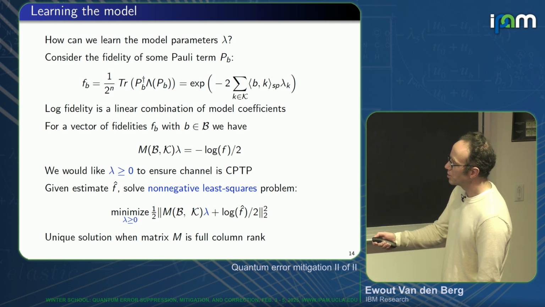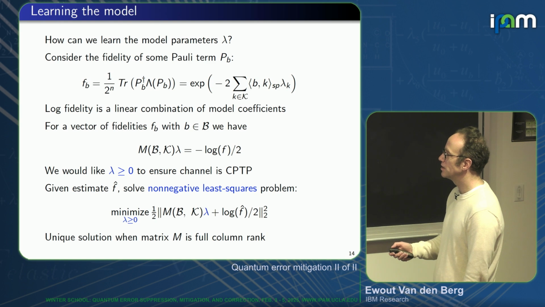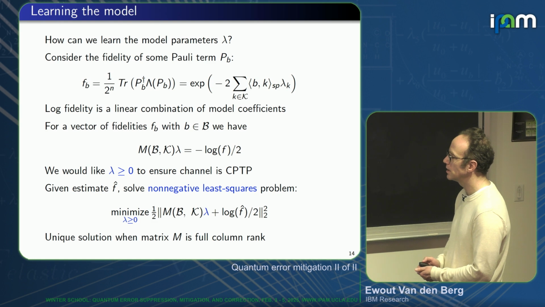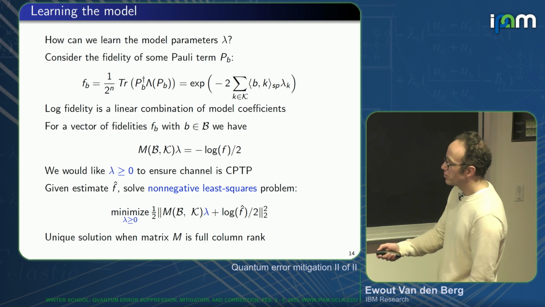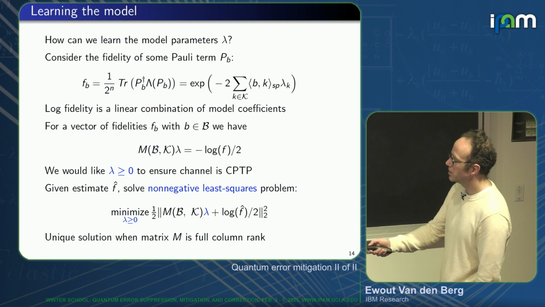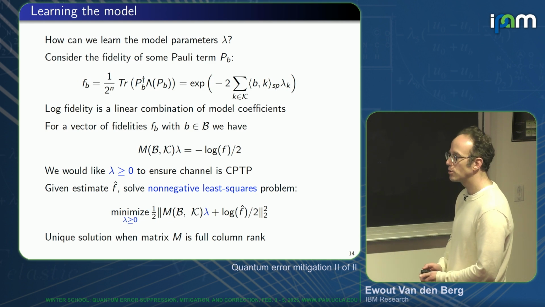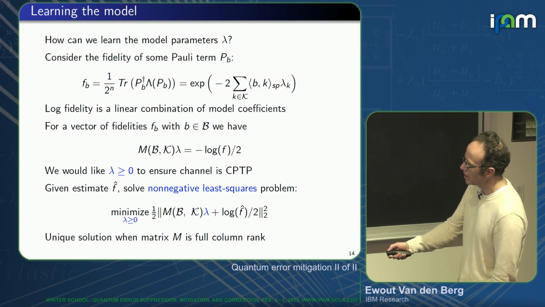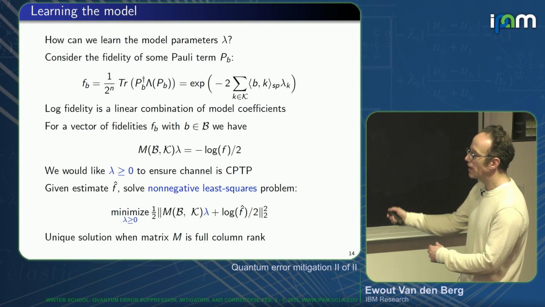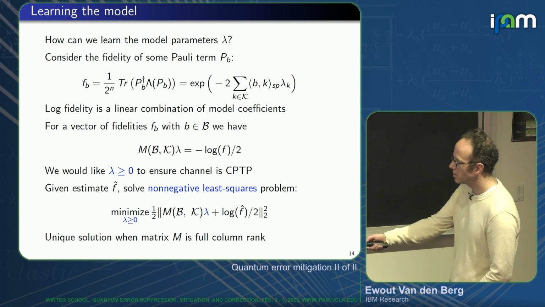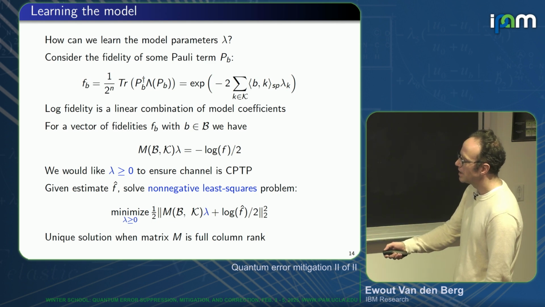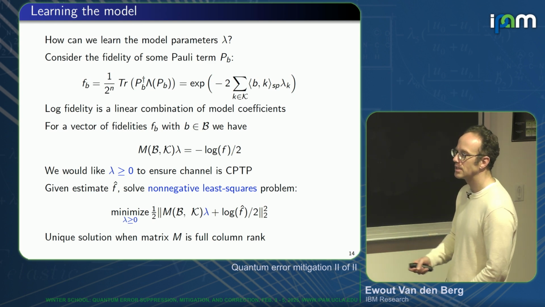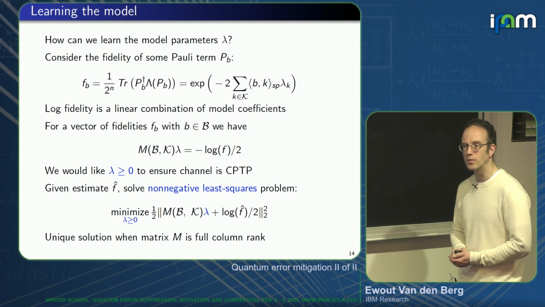But we also want to make sure that the original channel is physical, so we want to have lambda non-negative, right? So if we're given some estimate f hat of these fidelities, well, we just solve a non-negative least squares problem. This is just the least squares, right? So M times lambda is minus log f, right? So we just subtract negative log f. That just adds a 2-norm squared, a scaling factor for convenience, and non-negativity of the parameters.